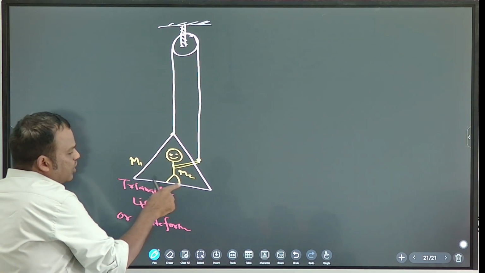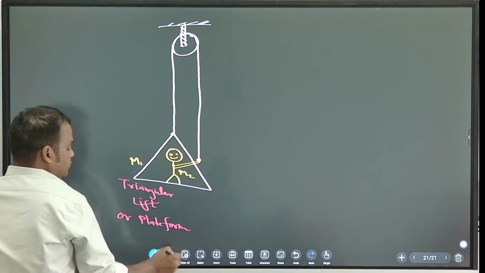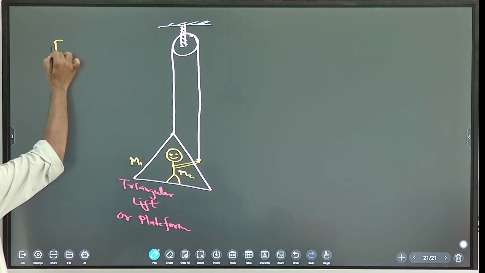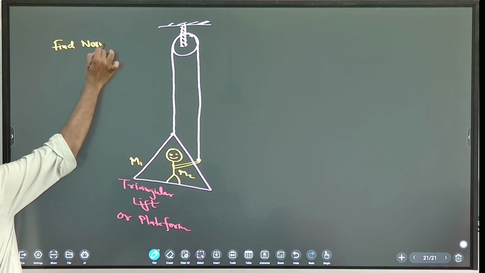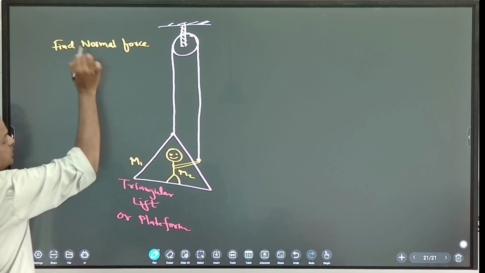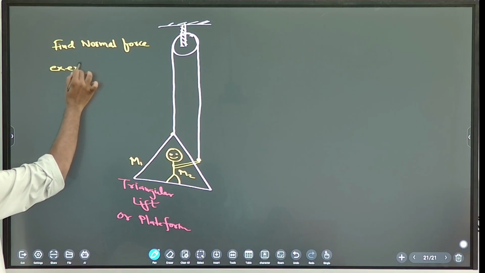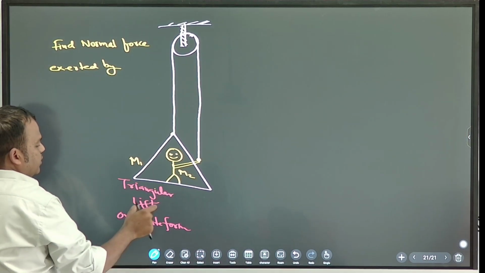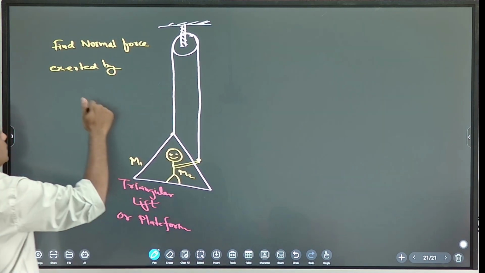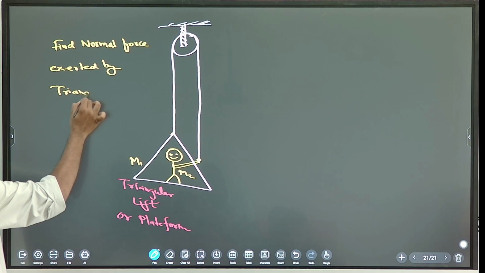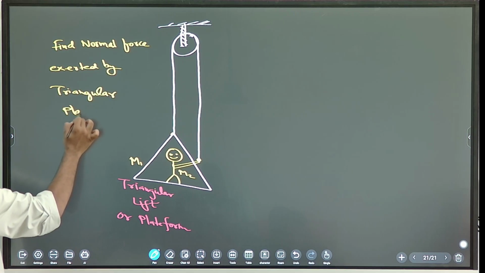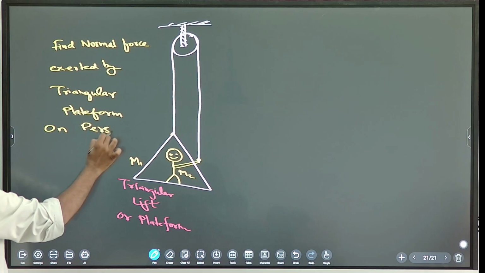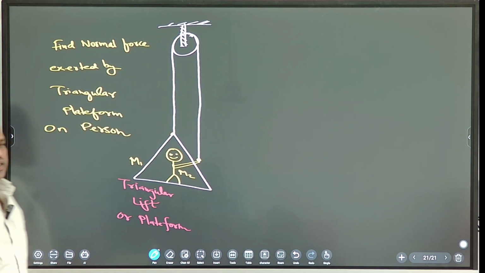Now the question is, what is the normal force here? Everything is at rest. Find the normal force exerted by the triangular platform on the person. Okay, so the person is holding.